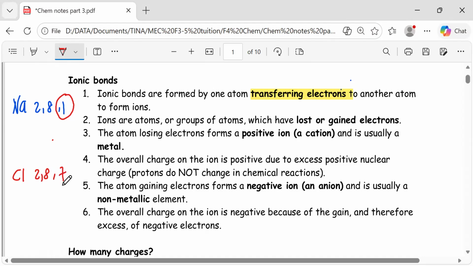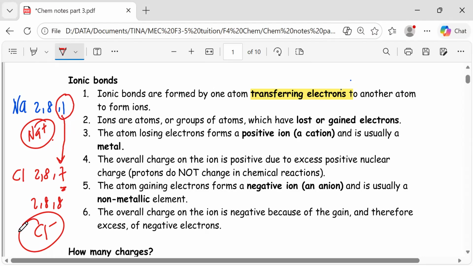Chlorine is 2,8,7. How many more electrons does it need? One. So this one will go there, it will receive. So from 2,8,7 it becomes 2,8,8. Now this one becomes chloride and this one becomes sodium positive. Can you understand? Okay, so this is what happens.